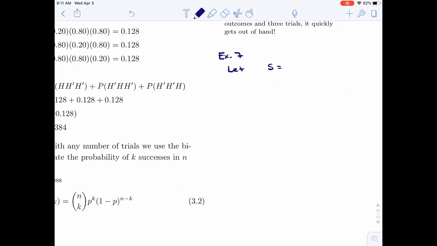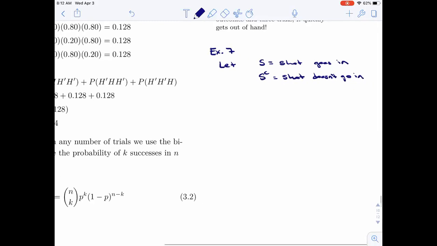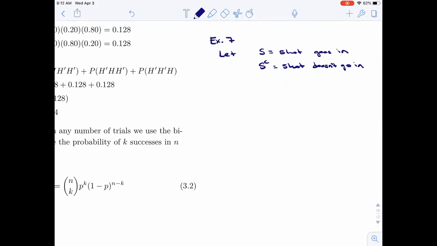Let S be the shot goes in, or a success if you want. And then I'll just use the complement of S. Remember, the complement is just the opposite of it happening, which is going to denote that the shot doesn't go in. Taking us way back to tree diagrams. It's a little bit of a long time ago, but it's okay.